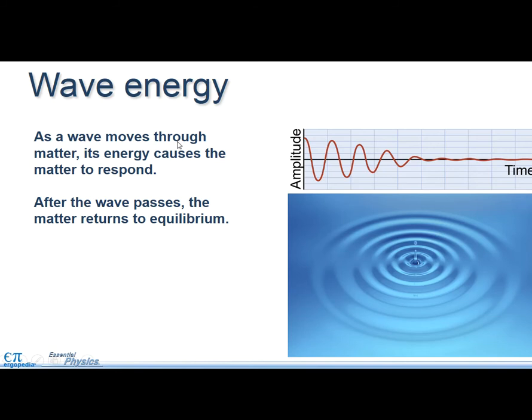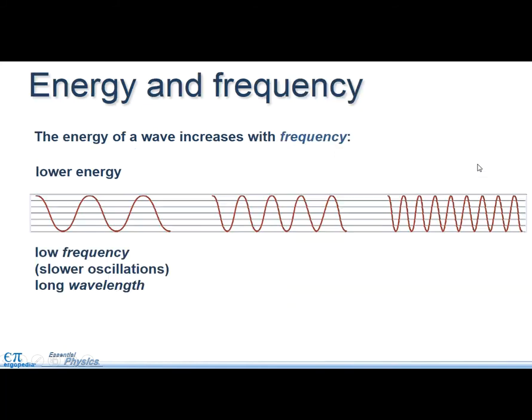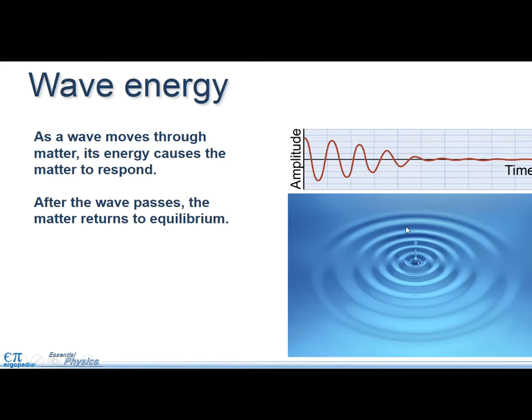So as a wave moves through matter, its energy causes the matter to respond. After the wave passes, the matter returns to equilibrium. You can imagine this droplet and the waves expanding, and if you were a rubber ducky here, at first you would bob up and down a lot, and then after a while you would settle down. So this would go up and down and up and down, and then eventually peter out, and that's normal. This has to do with the dissipation of a wave.